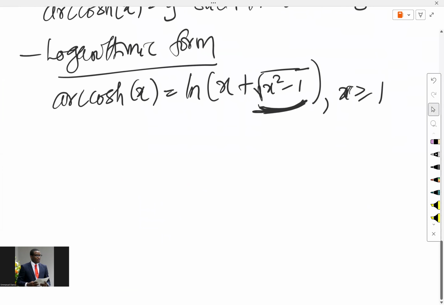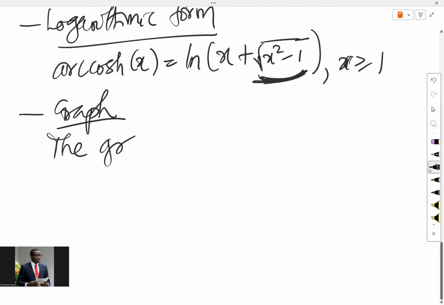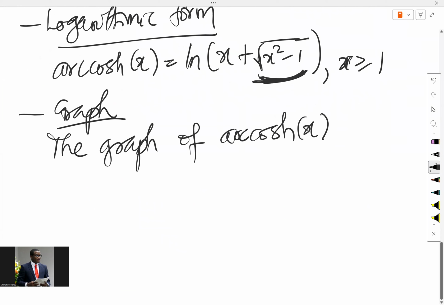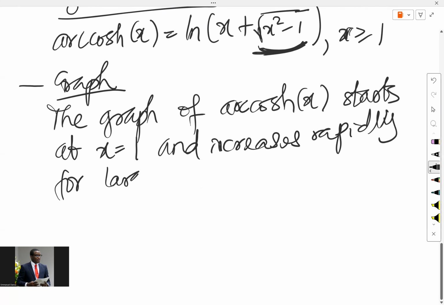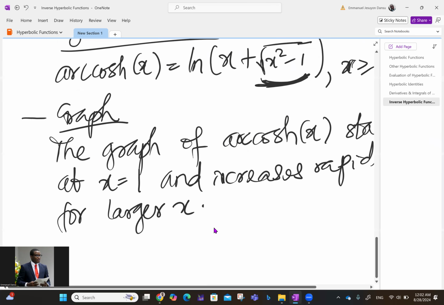Talking about the graph now. The graph of arccosh x starts at x equals 1, because x cannot be less than 1 because of the square root. So it starts at x equals 1 and increases rapidly for larger x. Let's visualize that on Desmos.